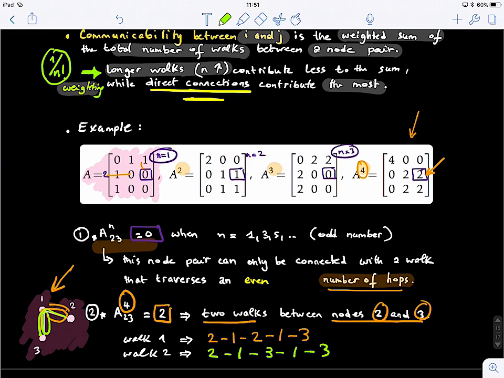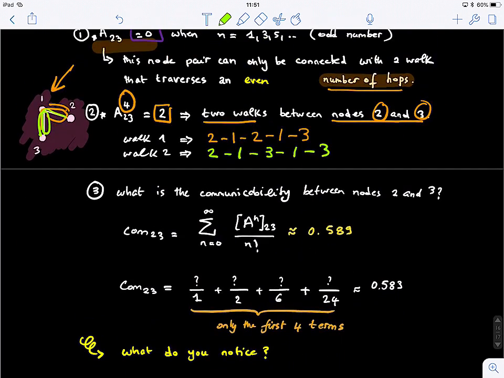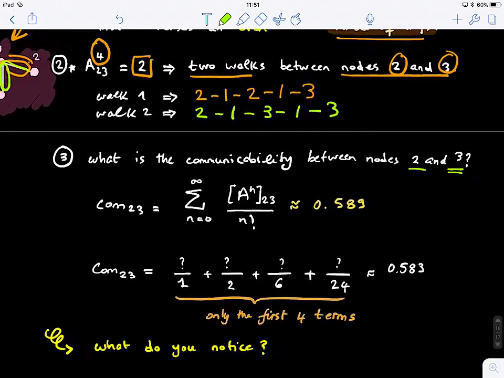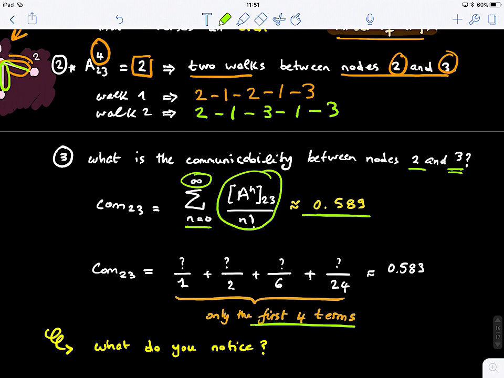That's it. Cool. Now, what is the communicability between nodes 2 and 3? So it's very simple. So let's look at these two. If we sum from 0 hops to an infinite number of hops, the values in this matrix will converge. The sum of this quantity will converge to 0.589. Now, if we only take the first 4 terms, which means we stop at a number of hops equal to 4, what do you guys notice? That we get a very close number, 0.583.